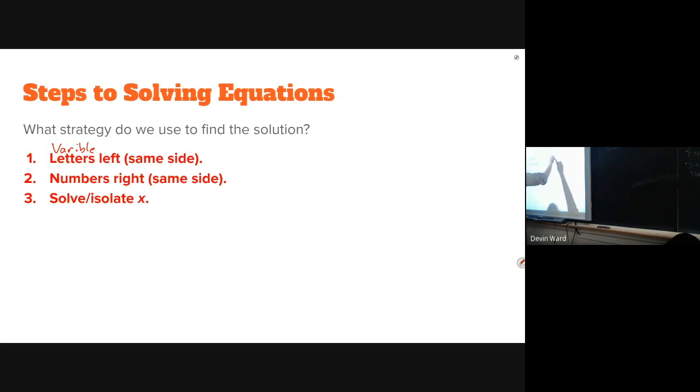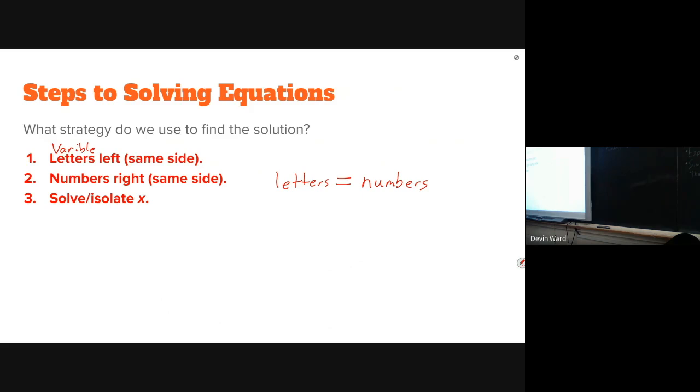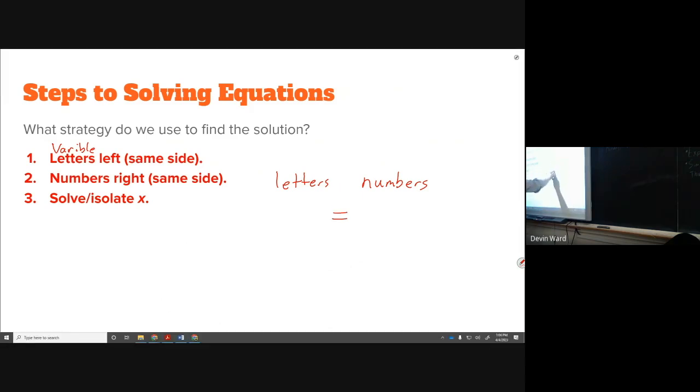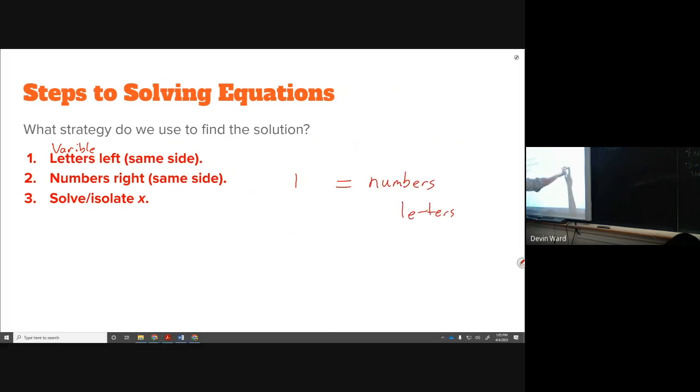So if we have an equal sign here, we want letters on the left and numbers on the right, and that just lets us solve for x or our variable a lot easier. I'm not saying that letters equal numbers. I'm just saying that on the left side, we're going to put all the letters, and on the right side, we're going to put all the numbers. If we have numbers on the left, we're going to move them over to the right, and if we have letters on the right, we're going to move them over to the left.